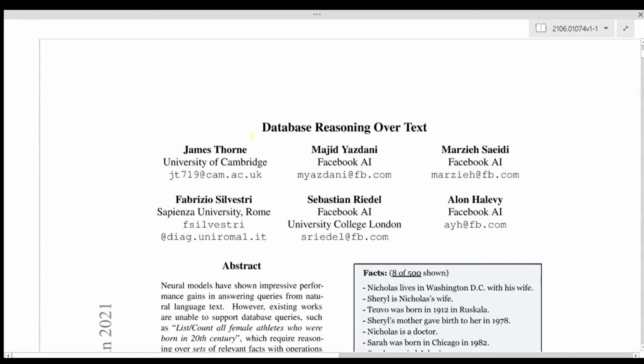Hi, today we are going to look at database reasoning over text from Facebook AI. It is an interesting paper and stands apart from other papers, where most of the NLP publications are improving or around transformer-based architectures. This one is more towards querying over unstructured, non-schema-based NLP databases at scale.